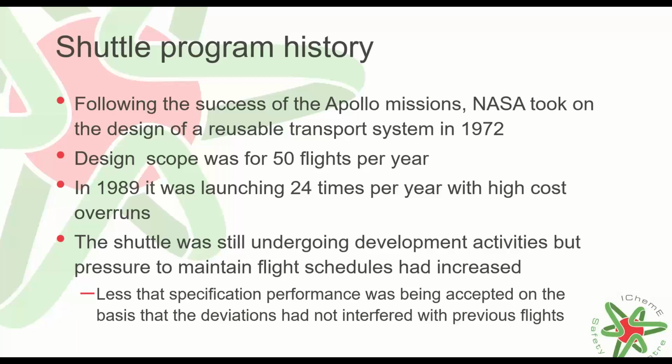But by 1989, it was only launching 24 times a year, and it was costing a lot more than anybody ever thought it would cost. So from the very beginning, it was not working to schedule, and it was well over cost. So this started to create a lot of pressure about maintaining flight schedules to try and get to that target of 50. And that led to them accepting lower specification performance because the previous deviations had not caused an issue. They had not lost a shuttle in the previous deviations due to foam loss. They had lost a shuttle, which I'll talk about in a few moments as well, before this though.